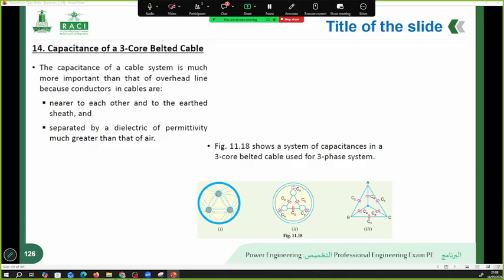In addition, the insulation material surrounding the conductors has a dielectric permittivity much higher than that of air, allowing the cable to store more electric charge for a given voltage. These two factors result in a much larger capacitance in cables compared to overhead lines. This increased capacitance affects the charging current, voltage regulation, and overall performance of the cable system, making capacitance analysis an essential part of cable design and operation.